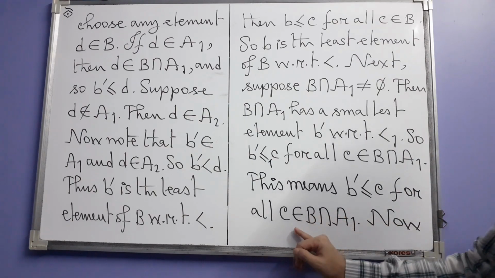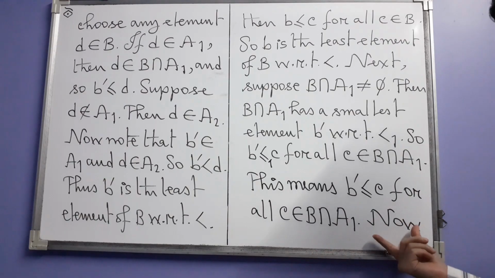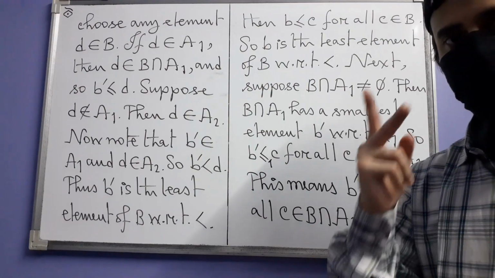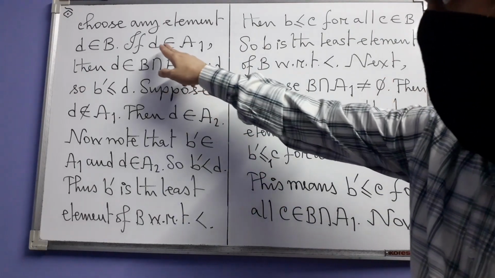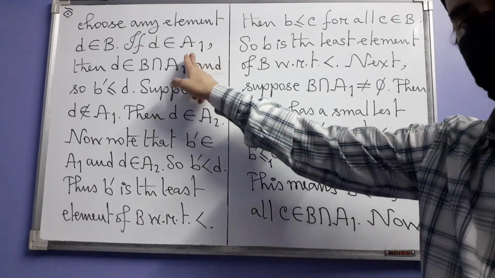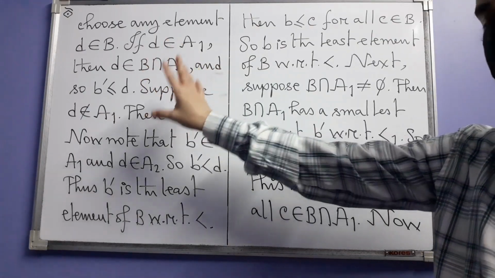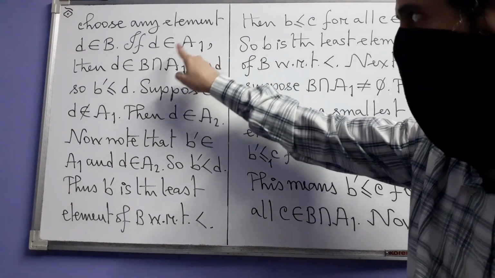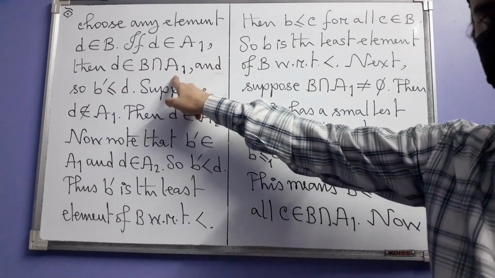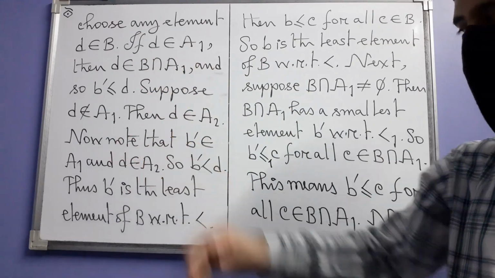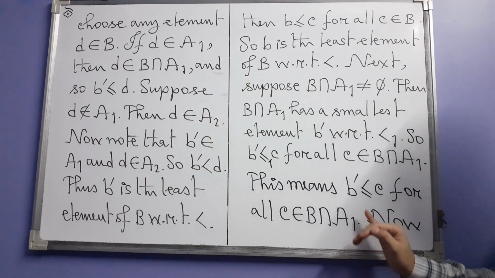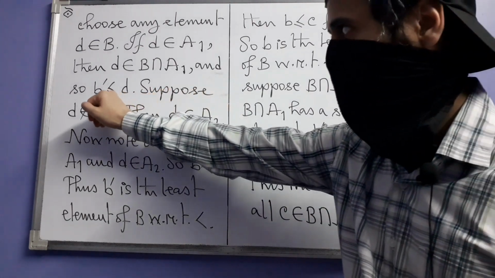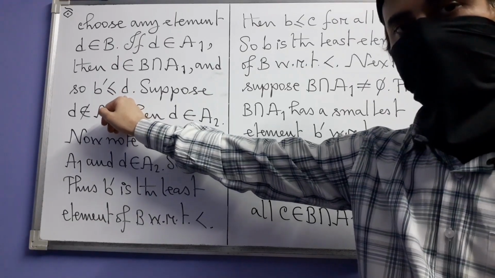So to compare it with all the elements of B, we choose any element D in B. Now two cases arise. If D is actually in A1, see, as an element of B, D may or may not be in A1. If D is in A1, then obviously D belongs to B intersection A1 because D is already in B. So in that case, you can use this, and by that, we have B prime less than or equal to D.